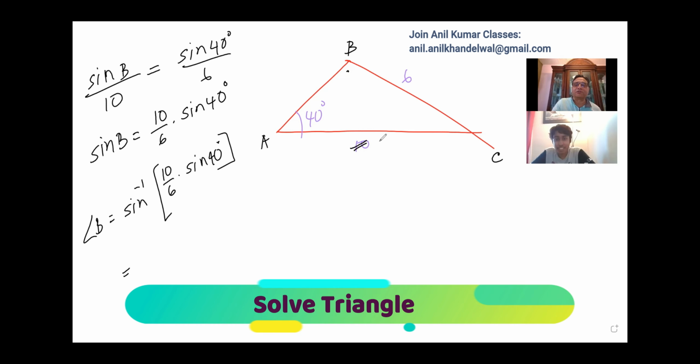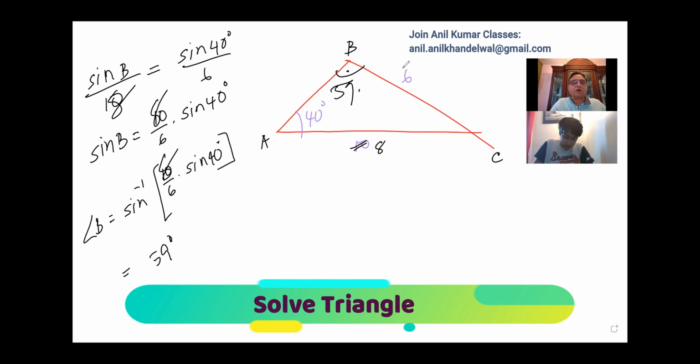So maybe I have to reduce this size to 8 and then try. Is it okay? Okay, sir. I thought I was doing something wrong. No, that side was too much, so probably you cannot form a triangle with that. So let's change this to 8. Now what do you get? You get 59 degrees.